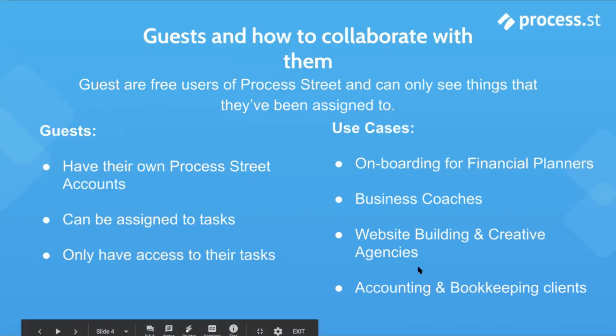Okay, great. So first up is guests and inviting guests into your Process Street organization. So what are guests? Guests are free users of Process Street, and you can have 5 guest users for every paid member you have in Process Street. So if you have a team of 10, you can have 50 guest users in your organization.